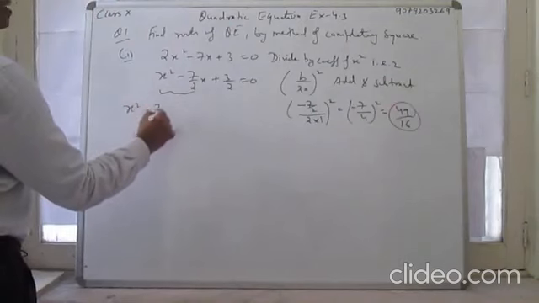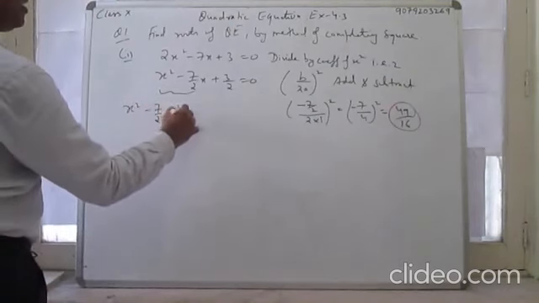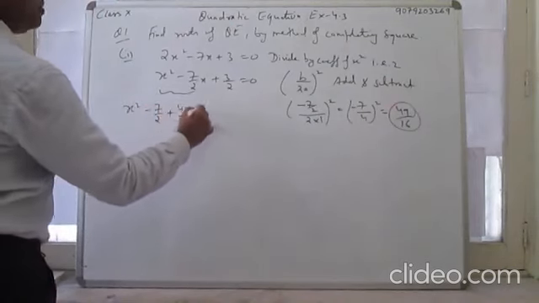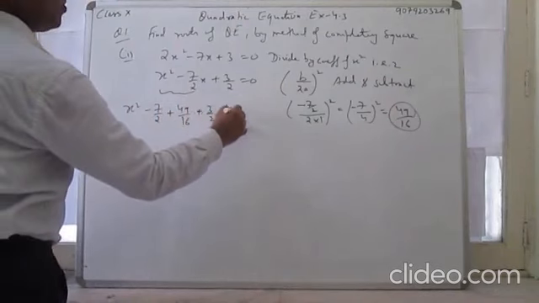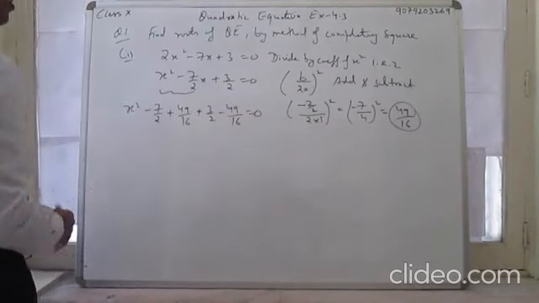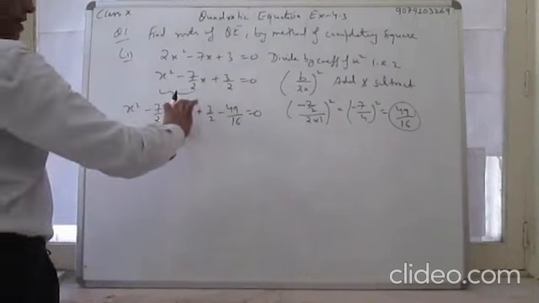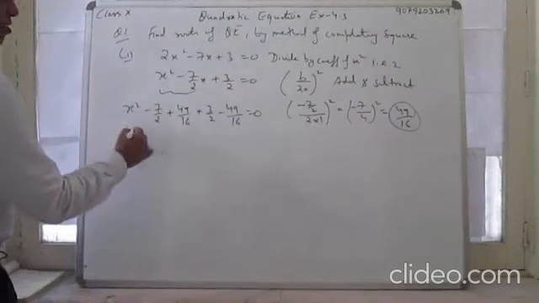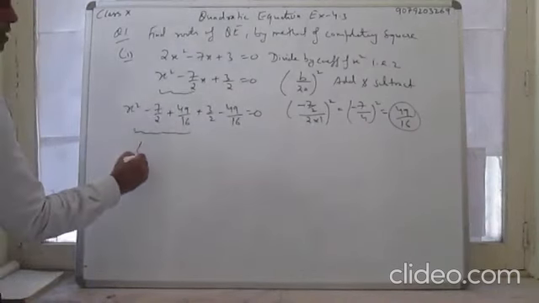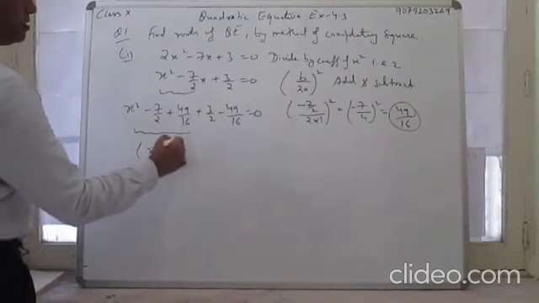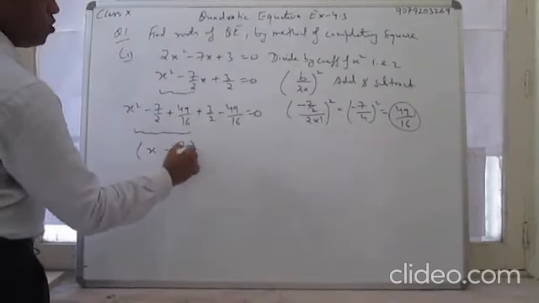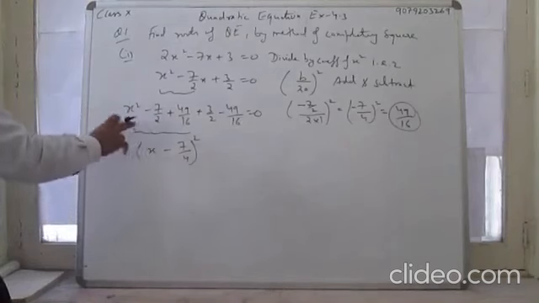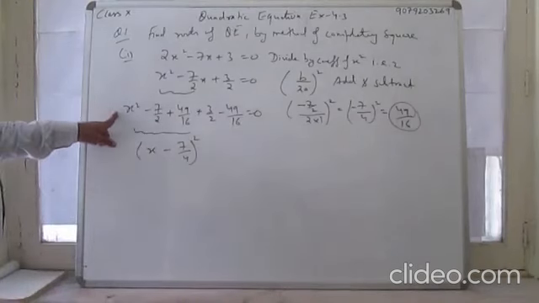x square minus 7 upon 2 x plus 49 upon 16 plus 3 upon 2 minus 49 upon 16 is equal to 0. एक बार ऐड कर दिया, एक बार सब्ट्रैक्ट कर दिया. Now see here, from here to here it becomes x minus 7 upon 4 whole square. If you expand it again, you will get this 2x.